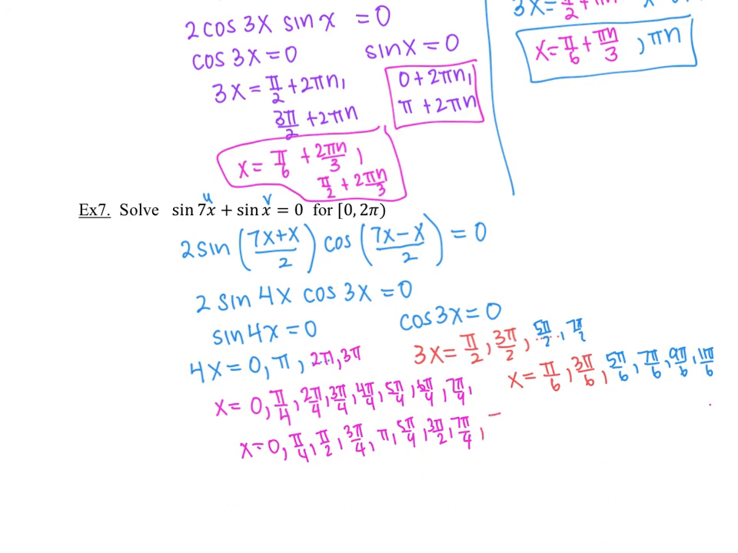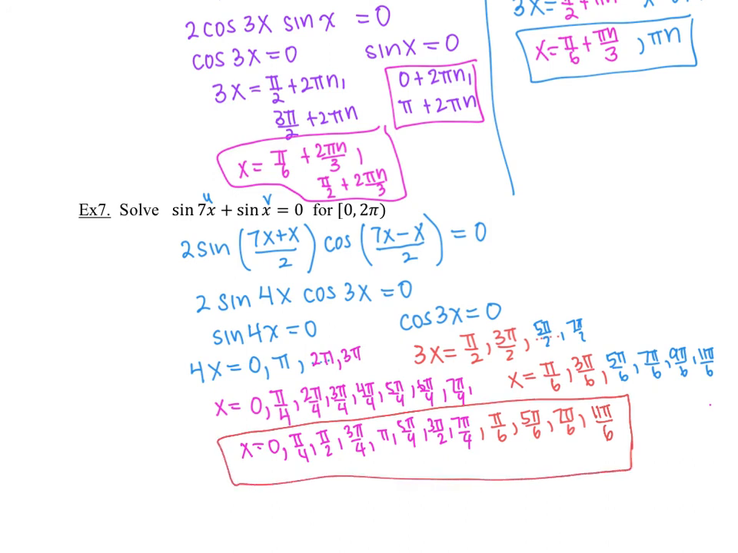So I got pi over 6. 3 pi over 6 simplifies to pi over 2, but I already wrote pi over 2, so I'm not going to rewrite that again. 5 pi over 6 is okay. 7 pi over 6 is okay. 9 pi over 6 simplifies to 3 pi over 2, but I already wrote that, so I don't need to write it again. And then I have 11 pi over 6. So all of these are the possible answers that will satisfy the original equation from 0 to 2 pi.